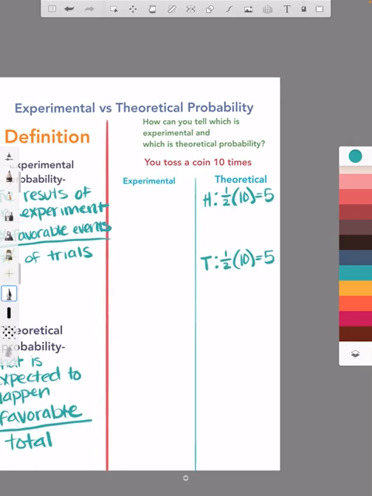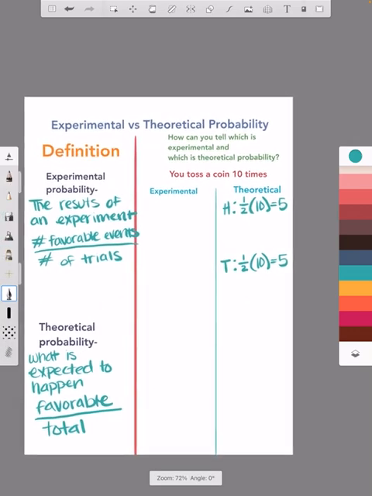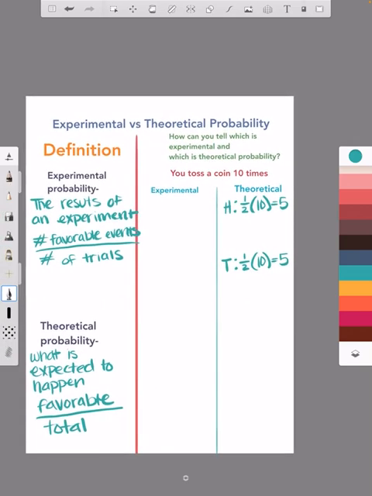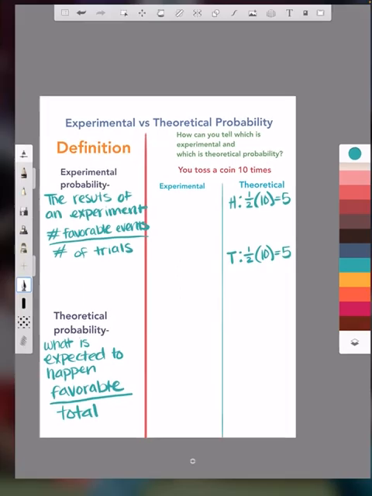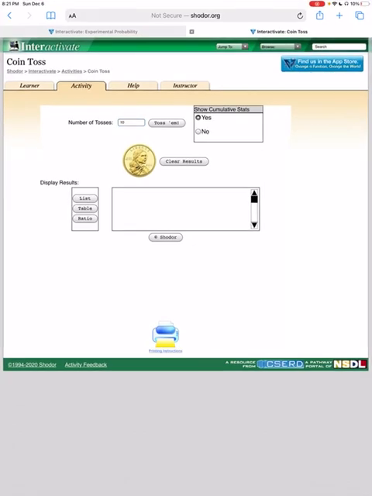Now, experimental probability is me actually going out and flipping this coin 10 times and seeing how many times I land on both. So we're going to go ahead and do that. All right, I found this little website that has a coin, and notice on the number of tosses, I went ahead and put 10. So we're going to go ahead and simulate tossing this coin 10 times.